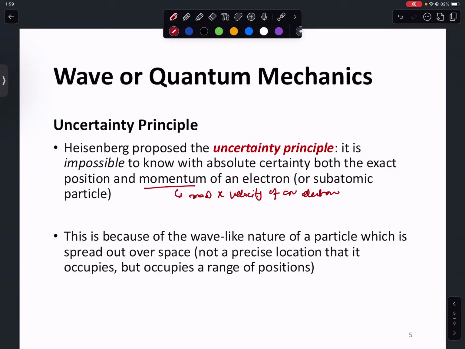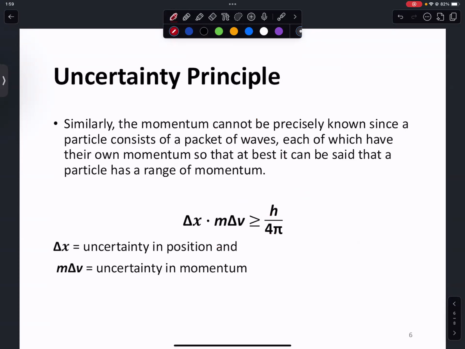Okay, so they have a wave-like nature and they travel in a wave-like nature. With that being said, that means that they are spread out over space. So it is very hard to pinpoint the exact location of the electrons, or the subatomic particles. And in that sense also, it's very hard to exactly determine the momentum of these subatomic particles, because really they are not just one wave.